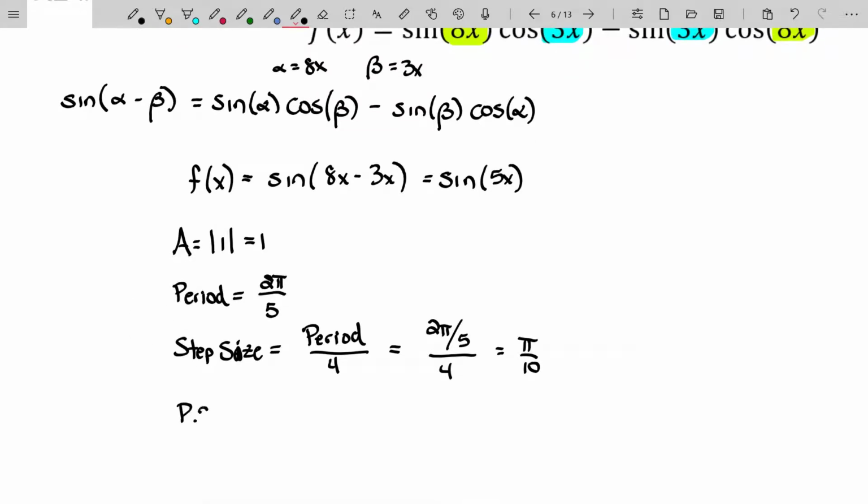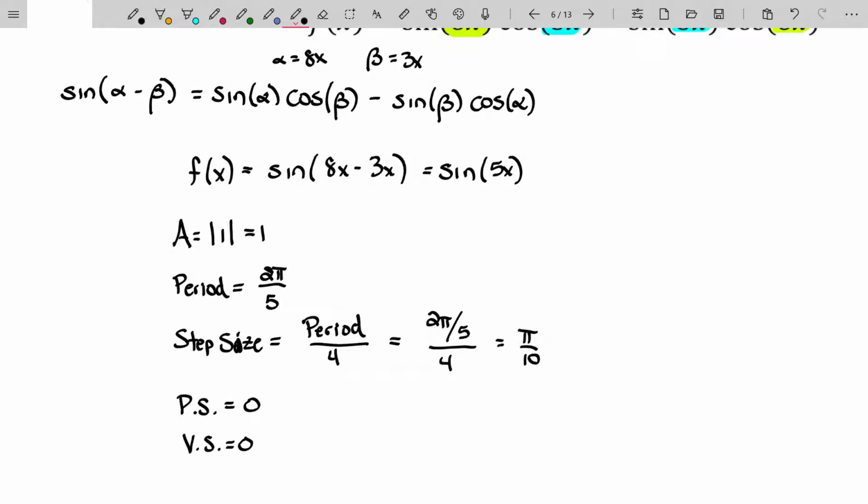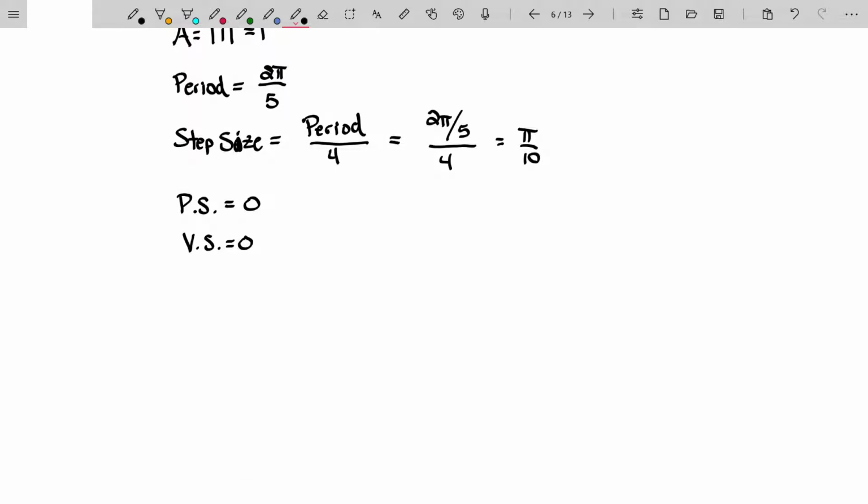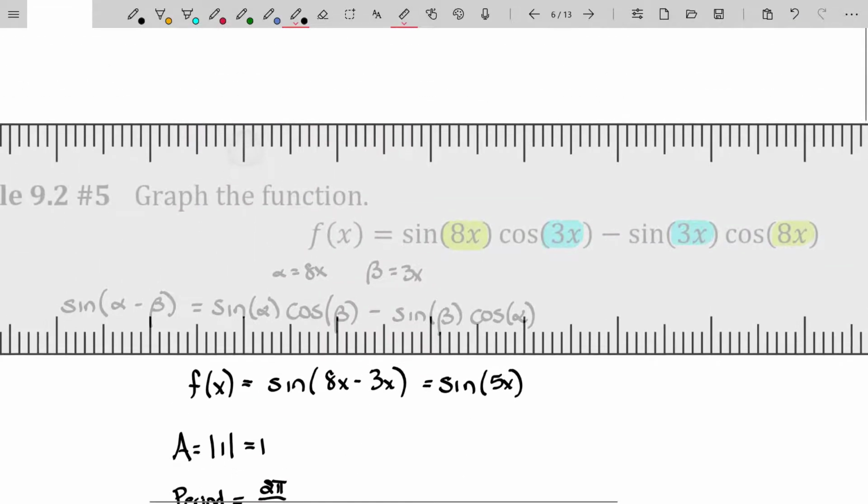The phase shift, well, you'd have a phase shift if there was an addition or a subtraction on the inside of the sine function. Basically, if you had an addition or subtraction within the argument, but there isn't, so it's 0. And the vertical shift is also 0 because there's not a plus number on the outside or something like that. So with all that being said, let's go ahead and graph this.